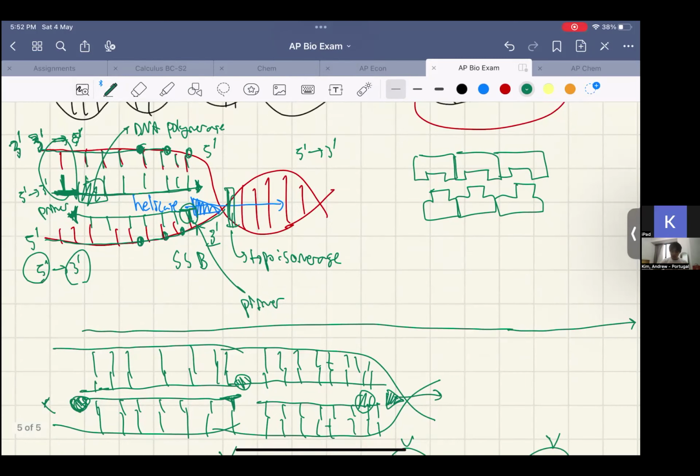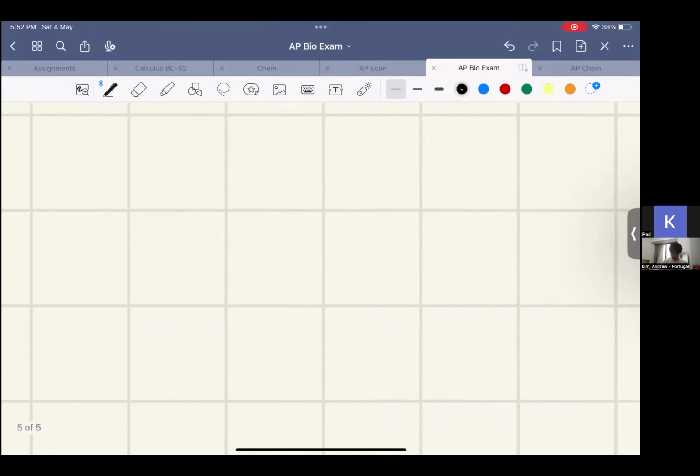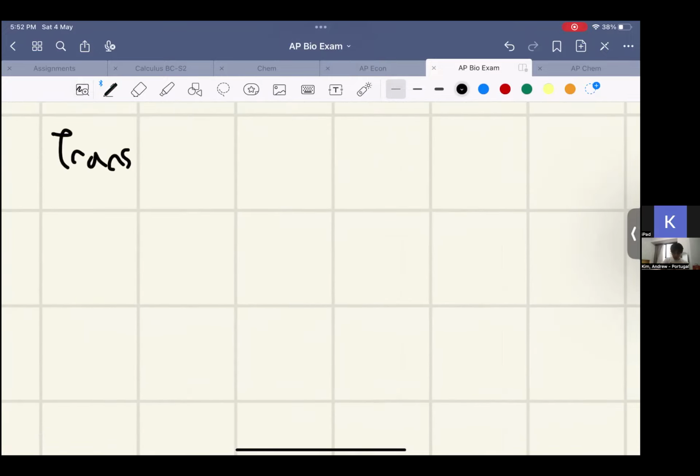So now let's move on to the next part of this unit, which is transcription. Now, similar to replication, before I explain how transcription works, I would like to first explain why transcription is needed. Why?